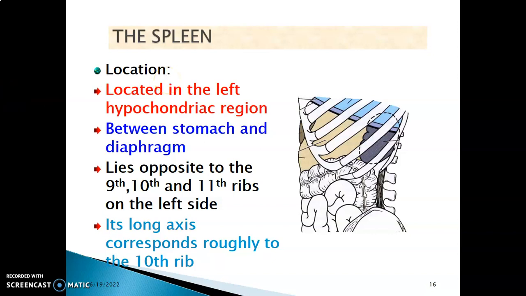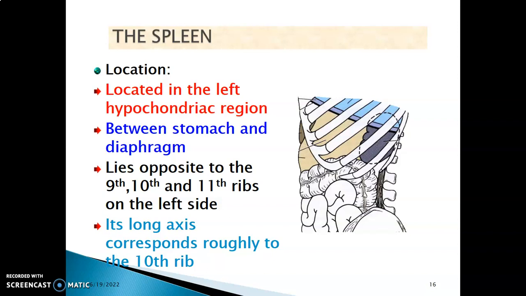The spleen is a lymphoid organ that's located in the left hypochondriac region of the abdomen. It's located between the stomach anteriorly and the diaphragm posteriorly. The spleen usually lies opposite to the 9th, 10th, and 11th ribs on the left side.